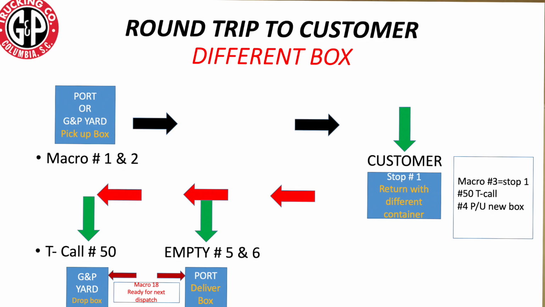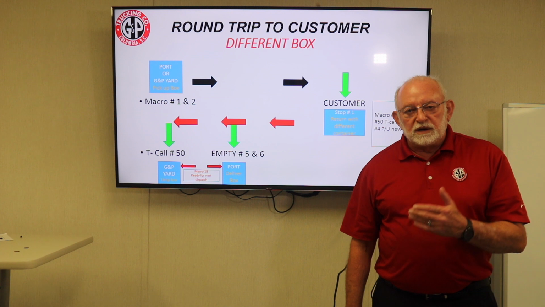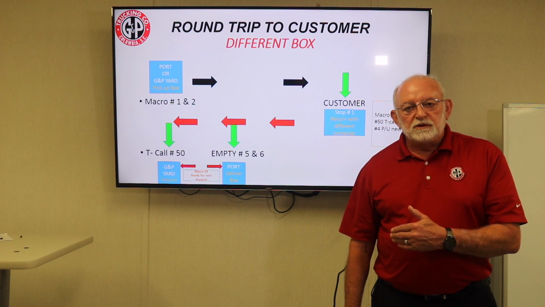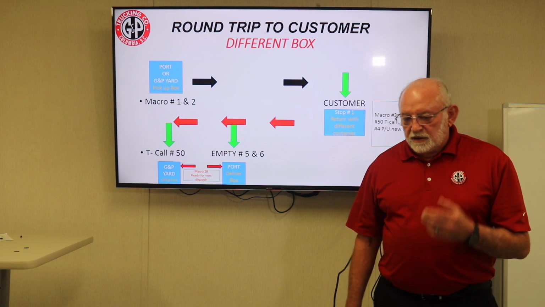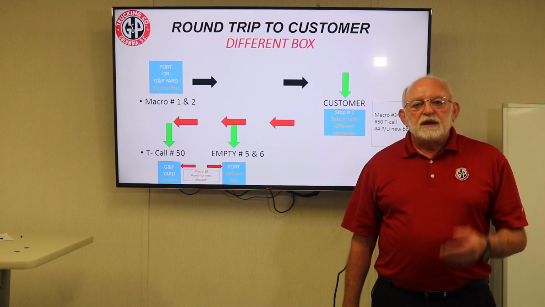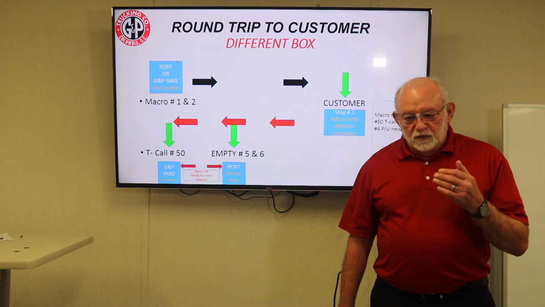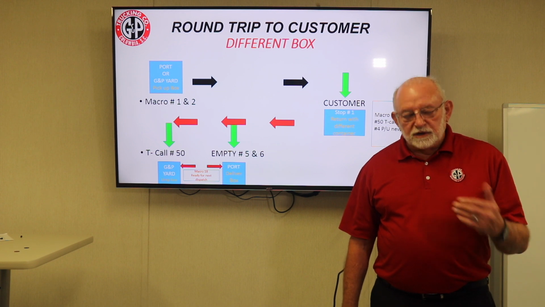All right? Then you'll do a number 4 with your new box number. So that shows that you've already done your drop and hook, you've hooked up to your new container, you're on the way back in. Then the same sequence again. If you're going directly into the port with it, a 5 and a 6. If you're going to the yard and T-call it, then you'll do a 50.